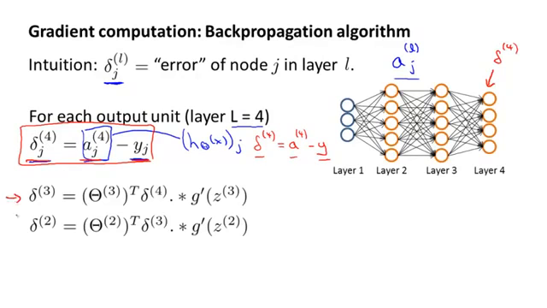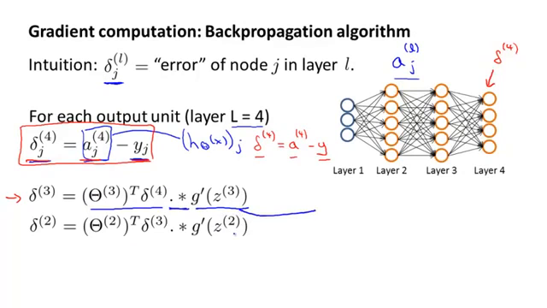Here's the formula for computing delta 3. Delta 3 is equal to theta 3 transpose times delta 4, and this dot times is the element-wise multiplication operation that we know from MATLAB. So theta 3 transpose times delta 4 is a vector, g prime of z3 is also a vector, and so dot times is an element-wise multiplication between these two vectors. This term g prime of z3, formally, is the derivative of the activation function g evaluated at the input values given by z3.